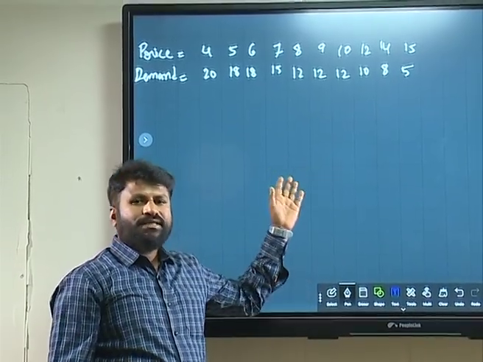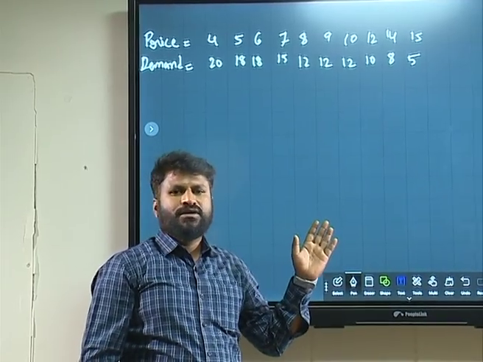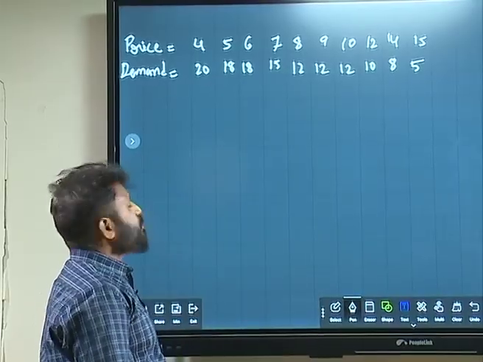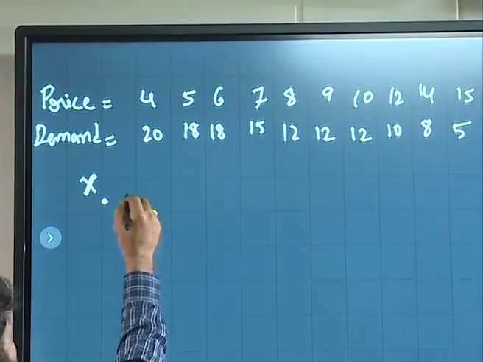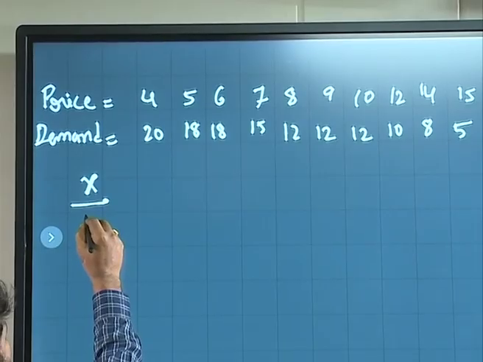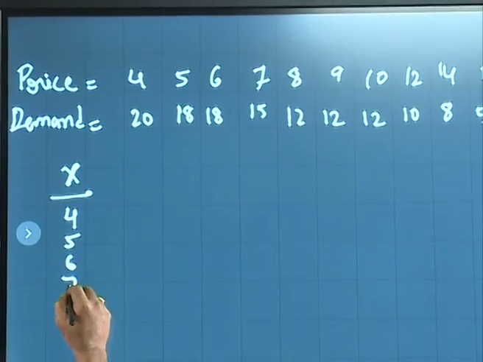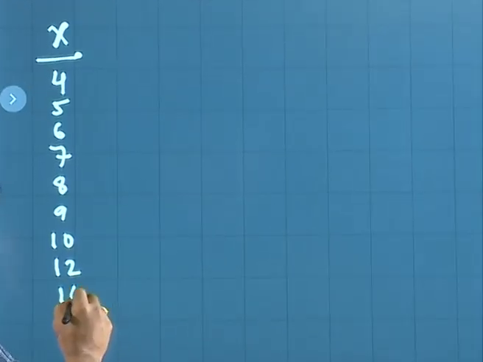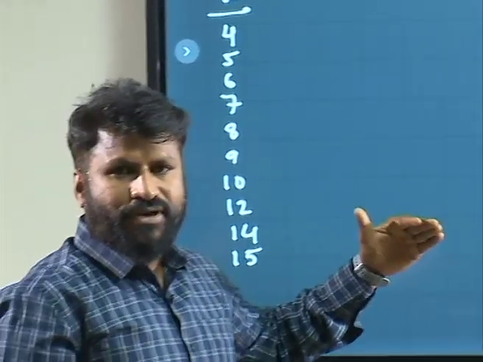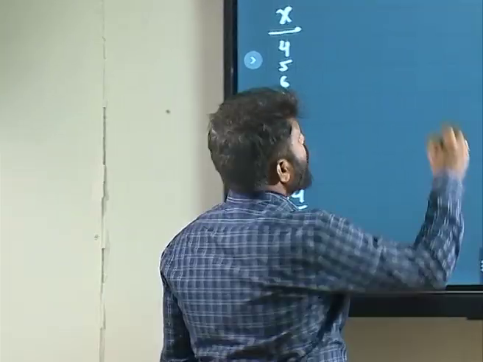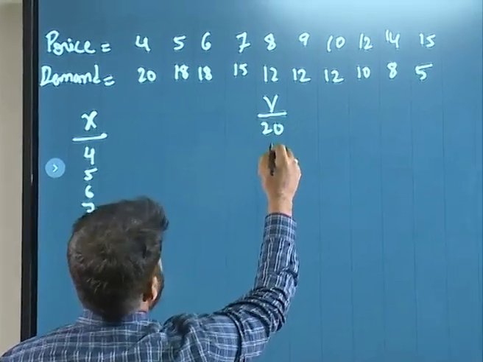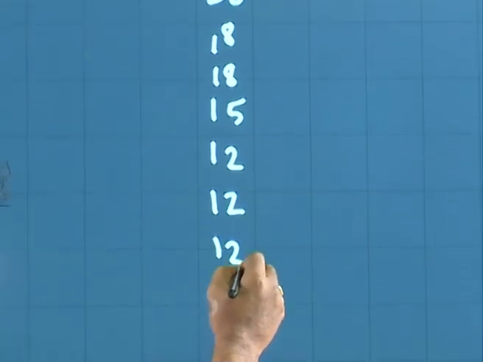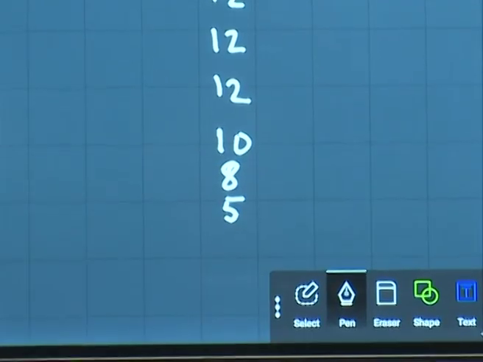This is the problem. Based on this data, we are going to calculate the correlation according to Karl Pearson. They have given the x variable and y variable. The price I have taken as the x variable and demand as the y variable. First we take the variables vertically. The x values are 4, 5, 6, 7, 8, 9, 10, 12, 14, 15, as it is in the question. After that I take the y variable also: 20, 18, 18, 15, 12, 12, 12, 10, 8, 5. This is given in the question.